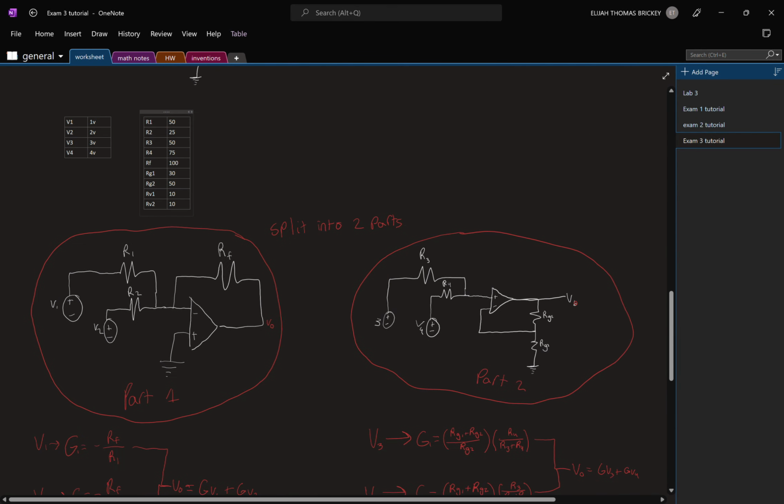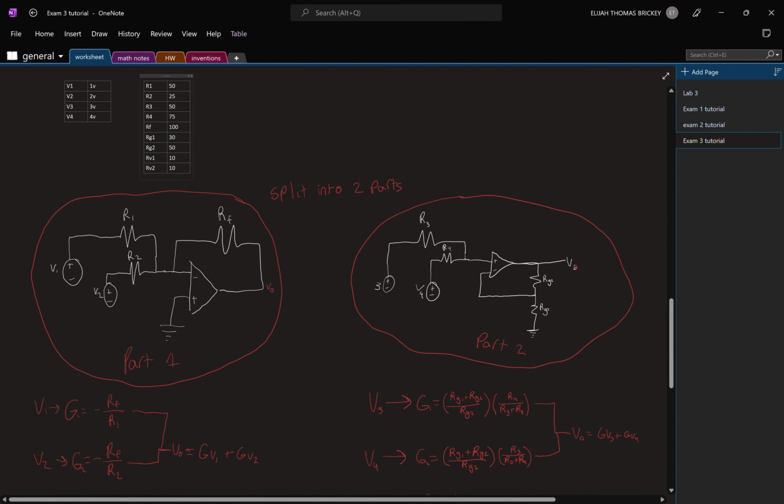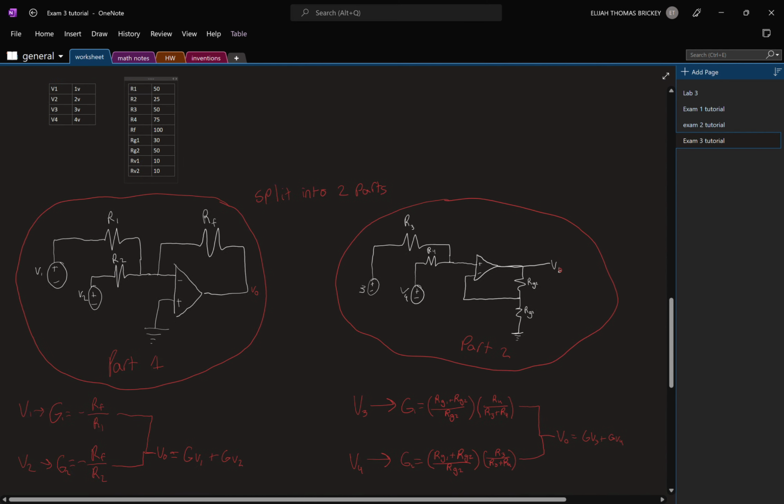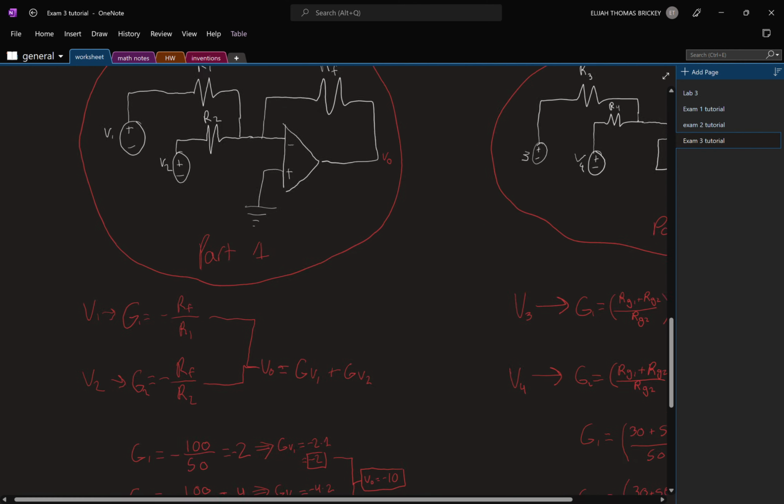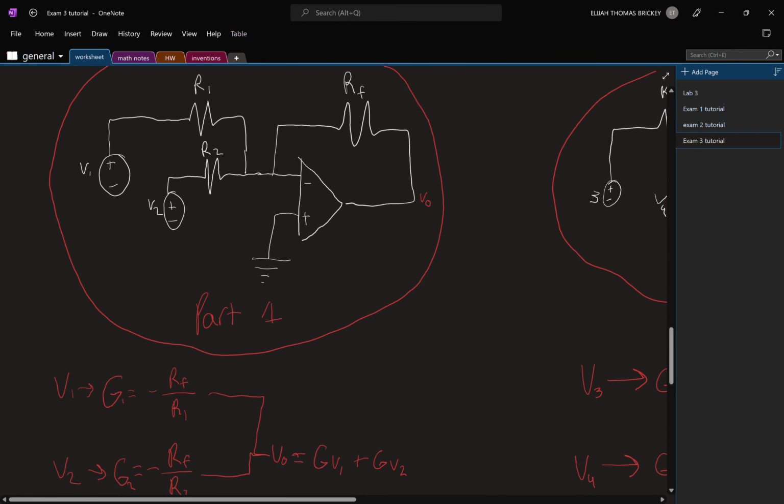And so now comes solving the circuit. The way to do that is you split it into two parts. You have the inverting and the non-inverting amplifiers, and you need to find the equations for the gain, and then you take both the voltages, run them through the gain, and add them together.